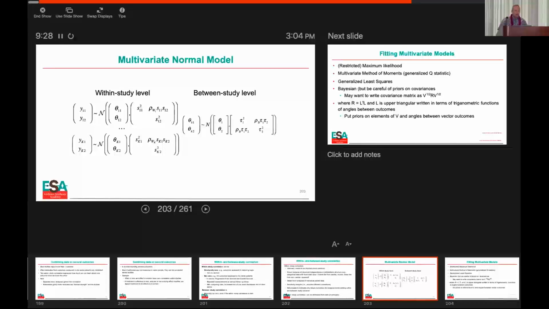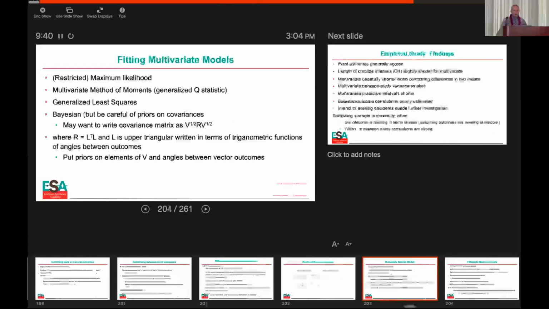If you don't have individual data, though, you need these statistics. And in fact, you need the S's and you need the rhos, and you need to be able to calculate theta, and you may not have all that information. So there are a variety of things that have been used to fit these models. And again, oftentimes you assume that the within study variances are known, and either the within study correlations are known or that they can be combined with the between study correlations in some way.